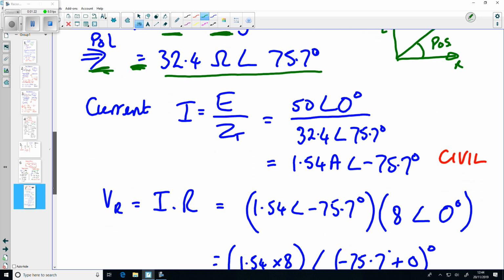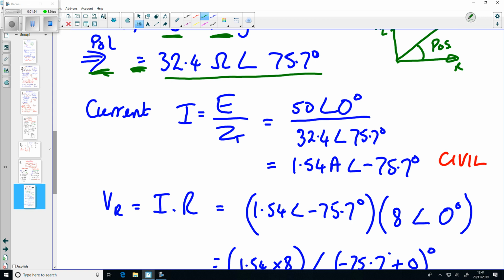Then we use that impedance to find the current using Ohm's law, 1.54 amps at minus 75.7. Again, a check: we've got a lagging current. Does that fit with the word CIVIL? Yeah, in an inductive circuit current comes after voltage.